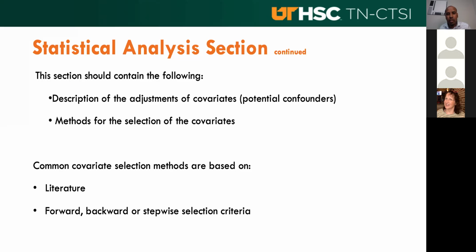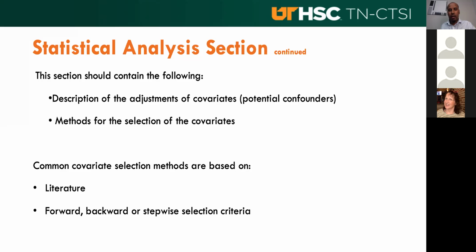The statistical analysis section should also describe the adjustment for covariates and the selection of covariates. So describe how you decided which covariates to adjust for in your research. Usually that is based on the literature. So what covariates have previous research adjusted for? Based on the covariates that have been adjusted for in the literature, you might decide to include those covariates in your research as well.